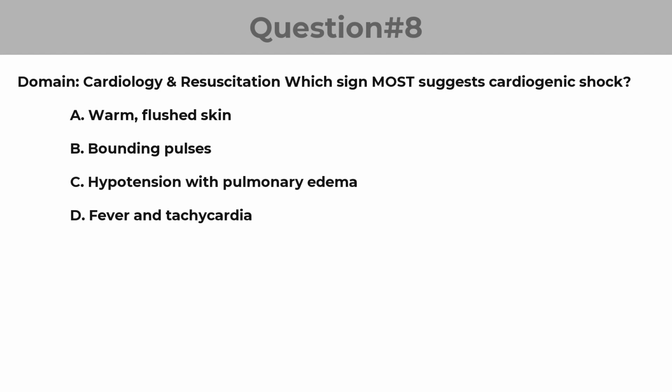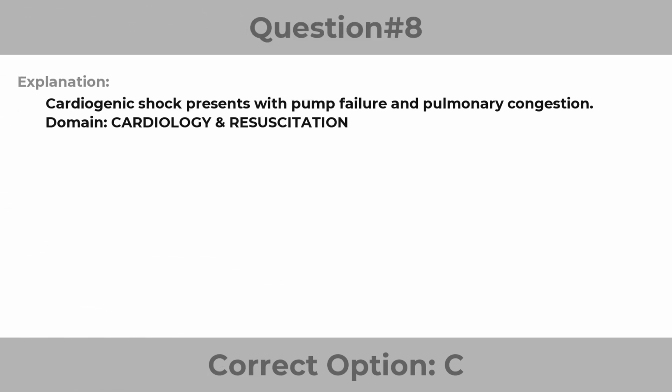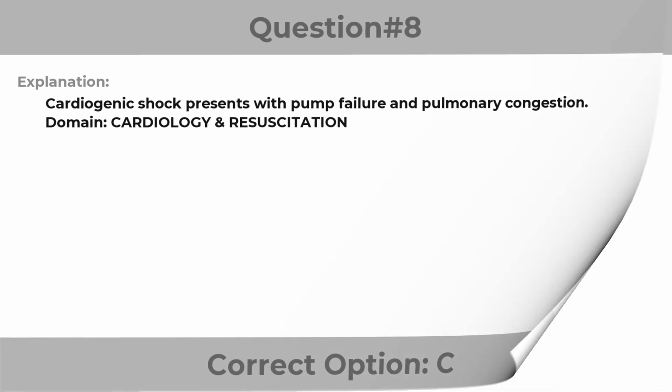Question 8. Domain: cardiology and resuscitation. Which sign most suggests cardiogenic shock? A. Warm, flushed skin. B. Bounding pulses. C. Hypotension with pulmonary edema. D. Fever and tachycardia. Correct answer, C. Explanation: cardiogenic shock presents with pump failure and pulmonary congestion.